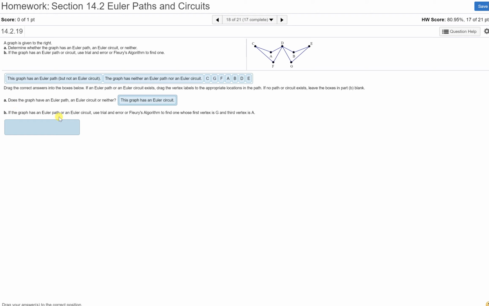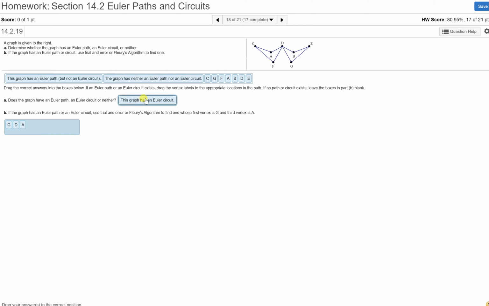And then if the graph is a path or circuit, use trial and error. Oh boy. It says here the first vertex is G, and the third is A. They want you to start with G. So if I start, where's G? G is here. It has to go to D and then A. There's no other way, since the third has to be A. So G, D, A.